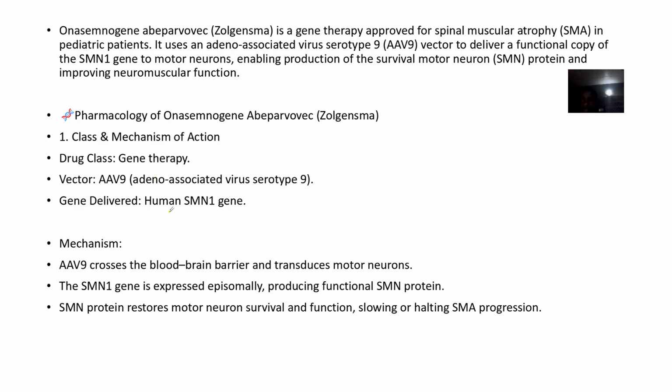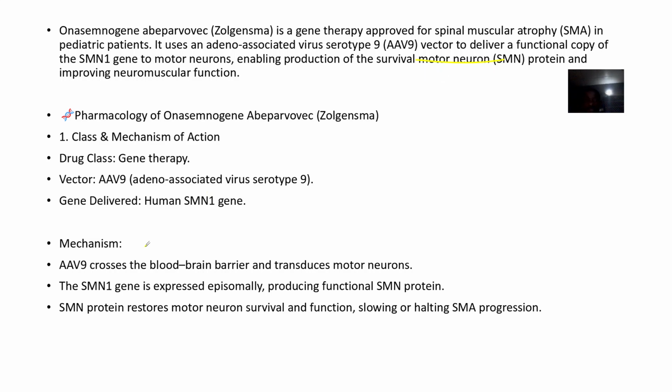So what's the gene that this drug has to come and replace, what is missing? It is what is known as the SMN1 gene. That's the survival motor neuron 1 gene. Of course, that's a gene that will code for the survival motor neuron protein. We'll talk about what it is.